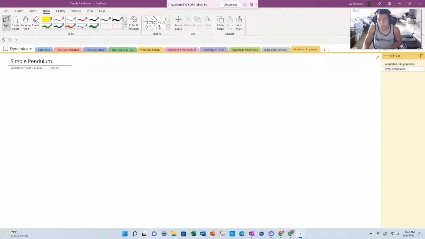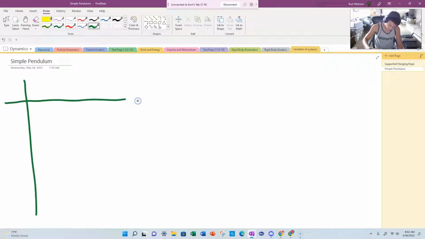Okay, so you're asked to derive the equation of motion for a simple pendulum, and all that means is that you don't have to worry about friction or any sort of other things like that. The rope is not changing lengths, it's just a simple pendulum. Okay, so this is your simple pendulum, and it's just a string, and we're not going to be worried really about the mass of the string, but instead just the mass of the ball.